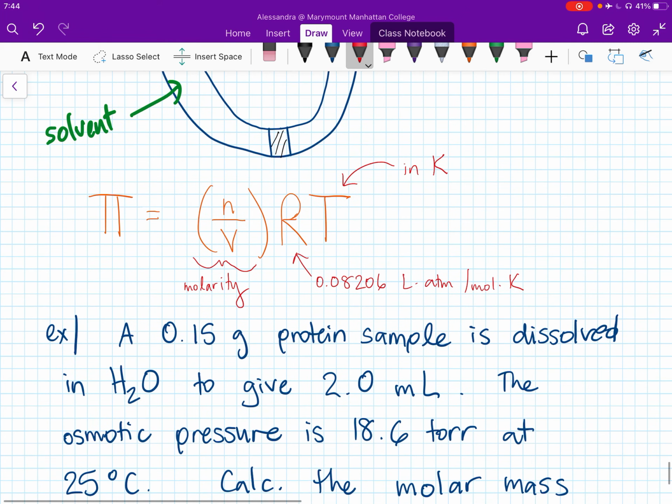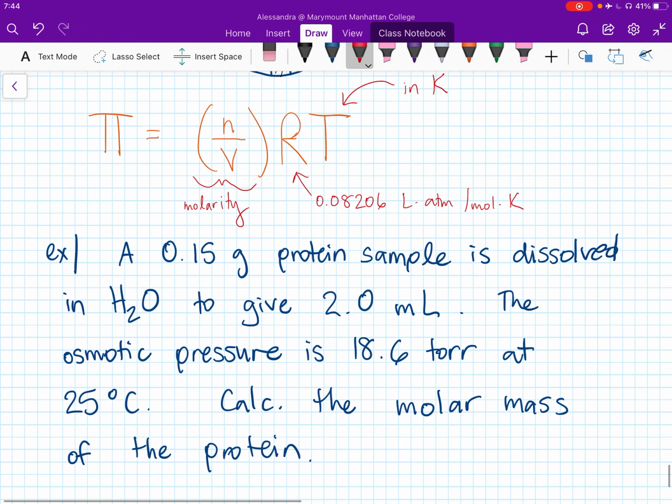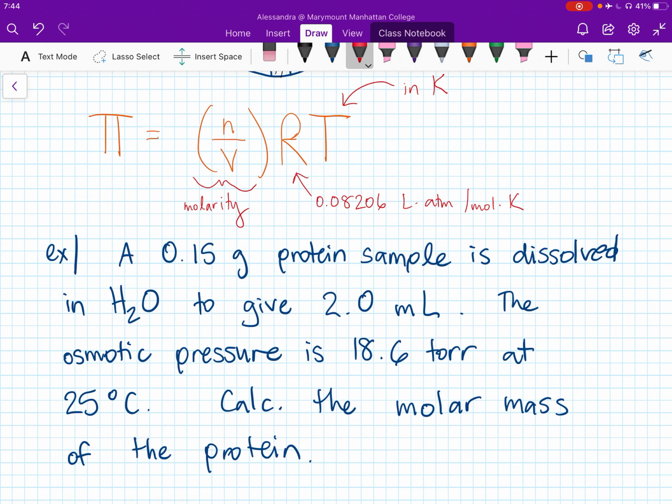Here is an example. I have a protein sample. Remember, protein is a large biological molecule, a macromolecule. So I have a 0.15 gram protein sample dissolved in water to give a 2 milliliter solution. The osmotic pressure of that solution is 18.6 torr at 25 degrees Celsius. Now remember, torr is equivalent to millimeters of mercury, so it's like measuring a height, millimeters.